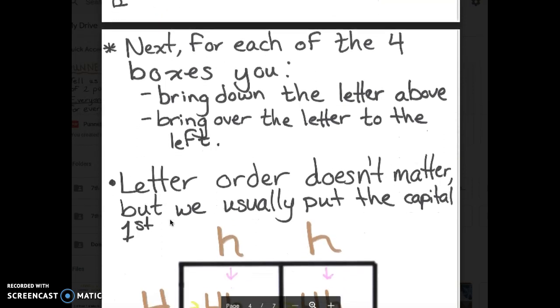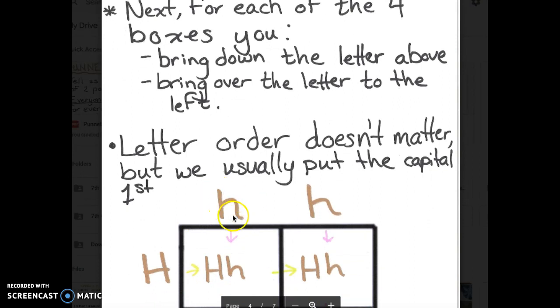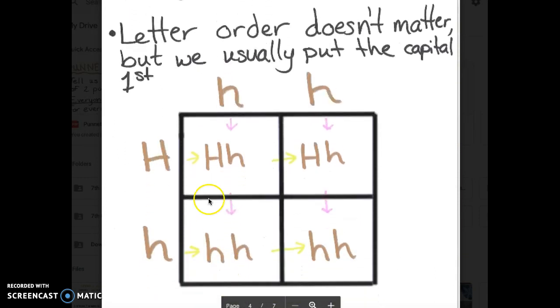So for each of these 4 boxes that you have, you're going to bring down the letter on the top of the box, above it, and then you're going to bring over the letter to the left of the box. So here's what that looks like. For this first square, I'm going to bring down from above a little h, and I'm going to bring from the left a big H. Now, whether the big H or the little h goes first is not important. It's just tradition that we put the capital letter first.